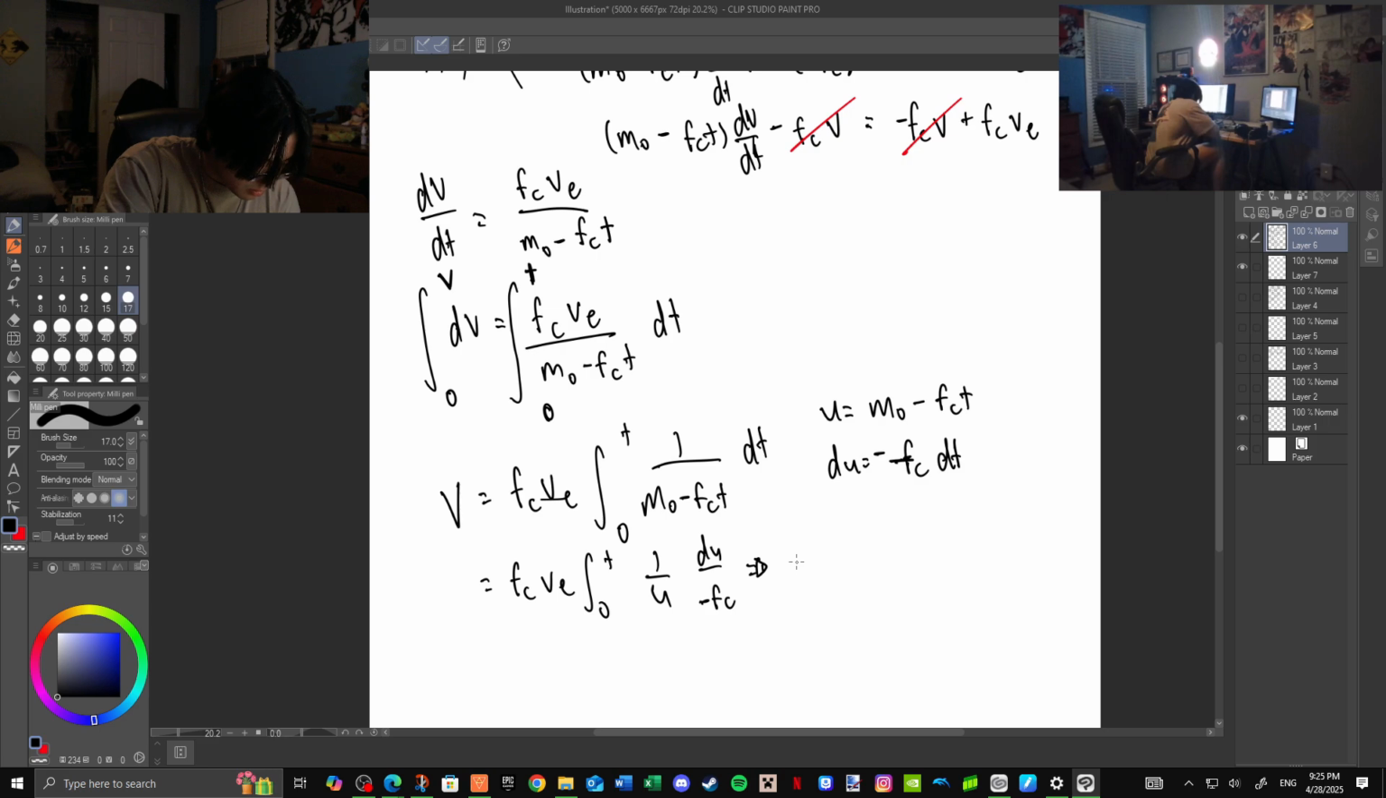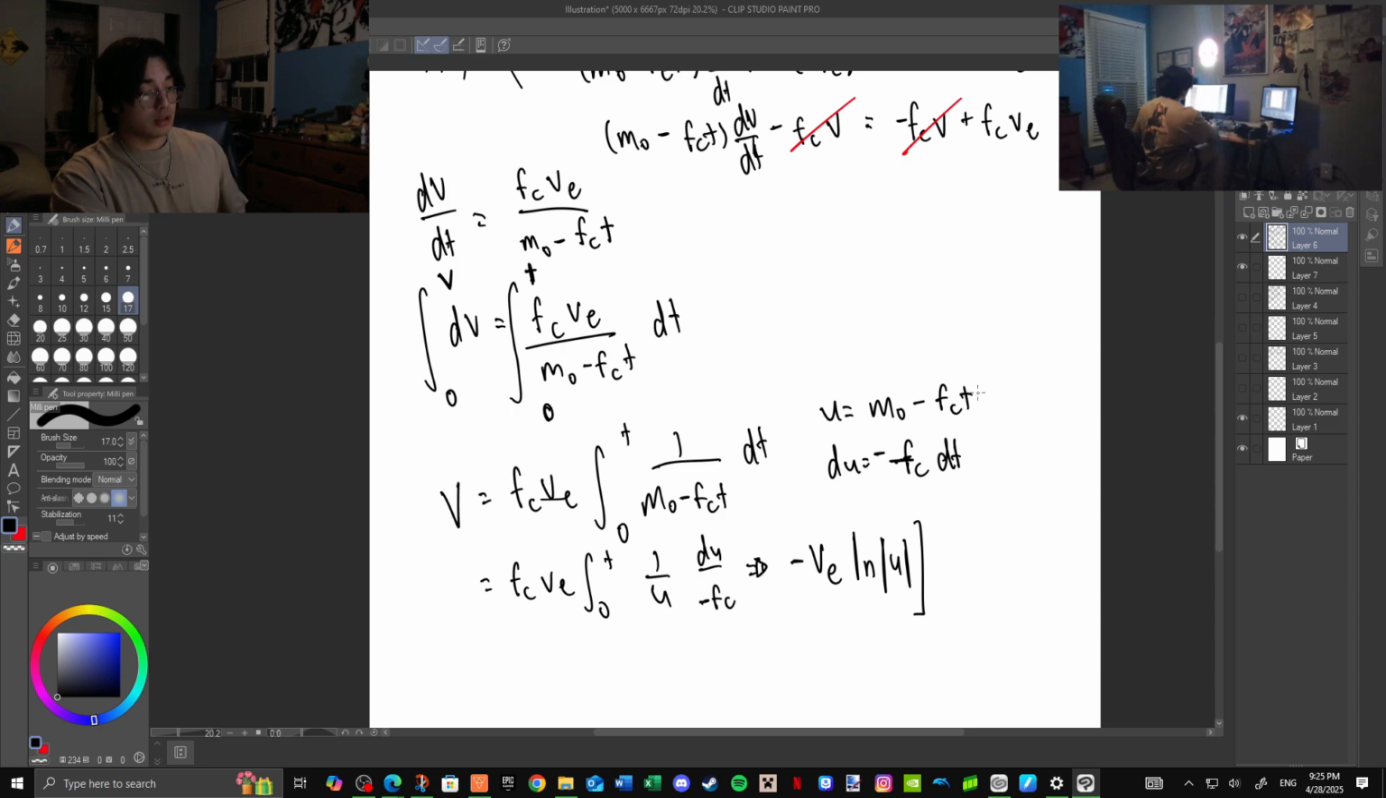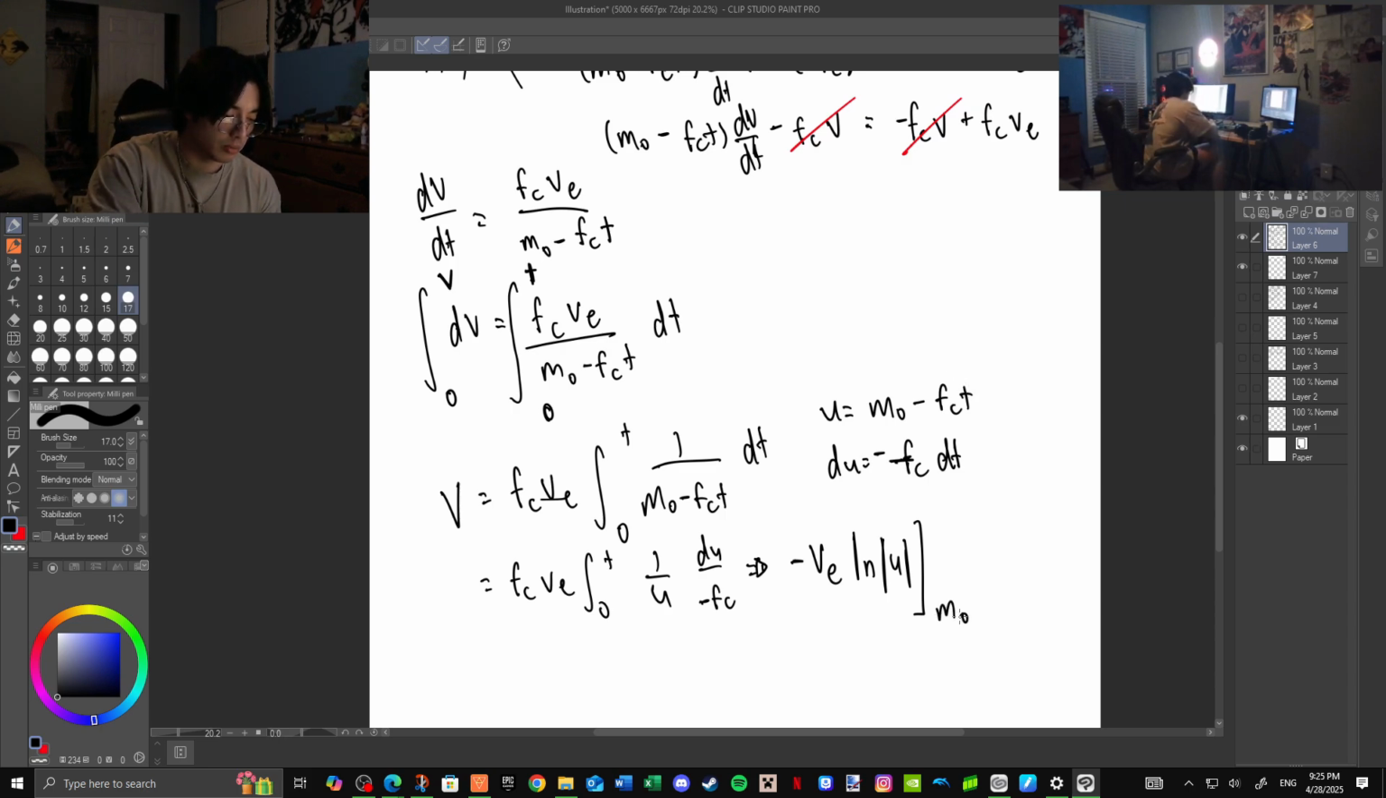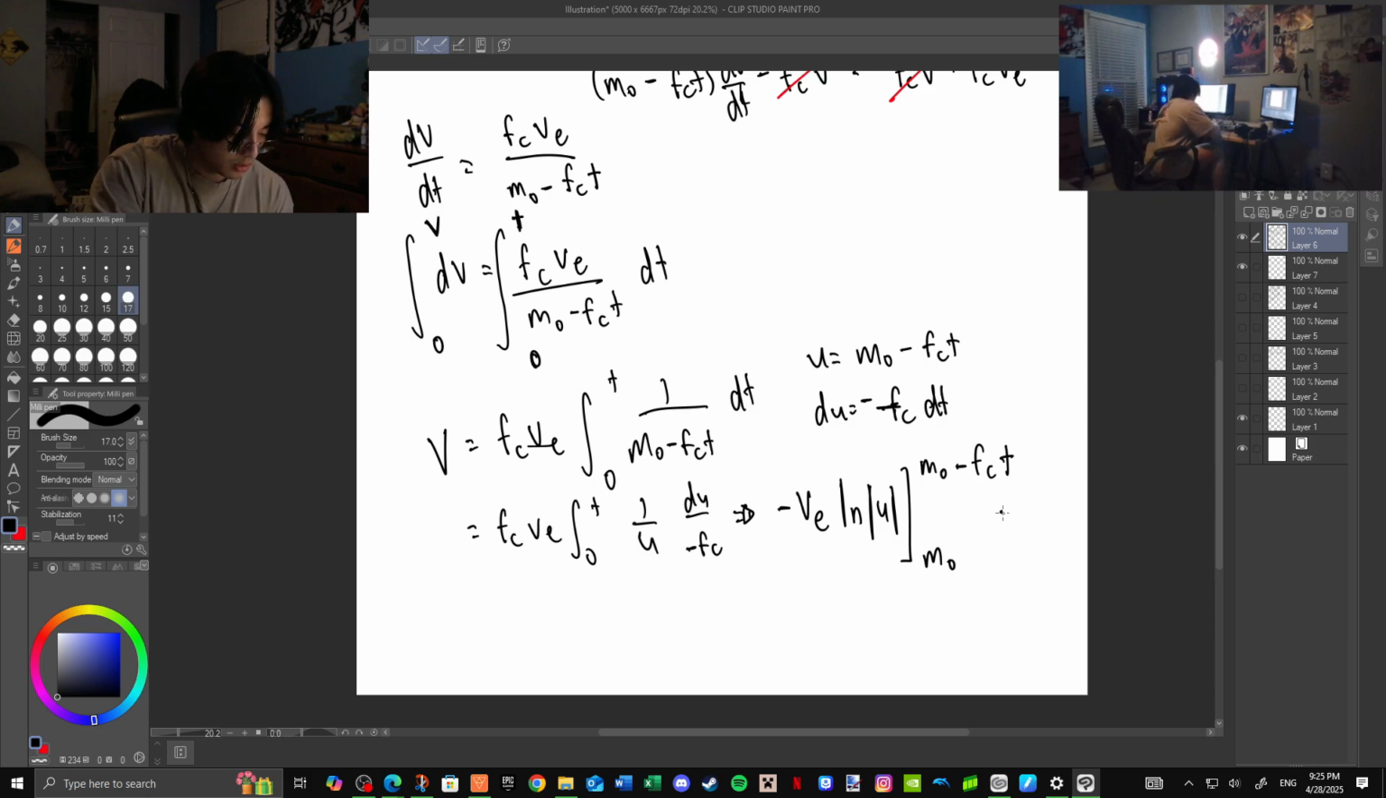And so we can divide fc by negative fc. You just get negative 1, and the fc's cancel out. You're left with negative ve times the natural log of u with the new bounds. You set t equal to 0, so the bottom bound will be m naught, and for the top limit, you get m naught minus fct, right? And this is all equal to v still.